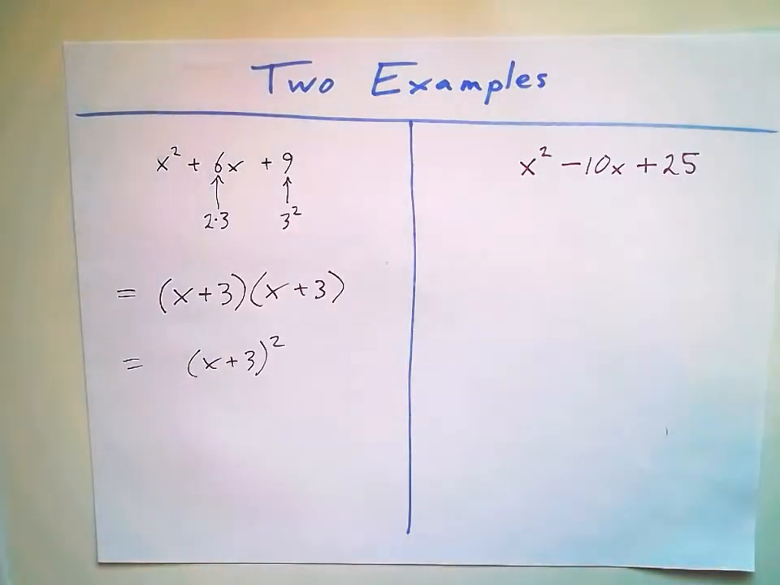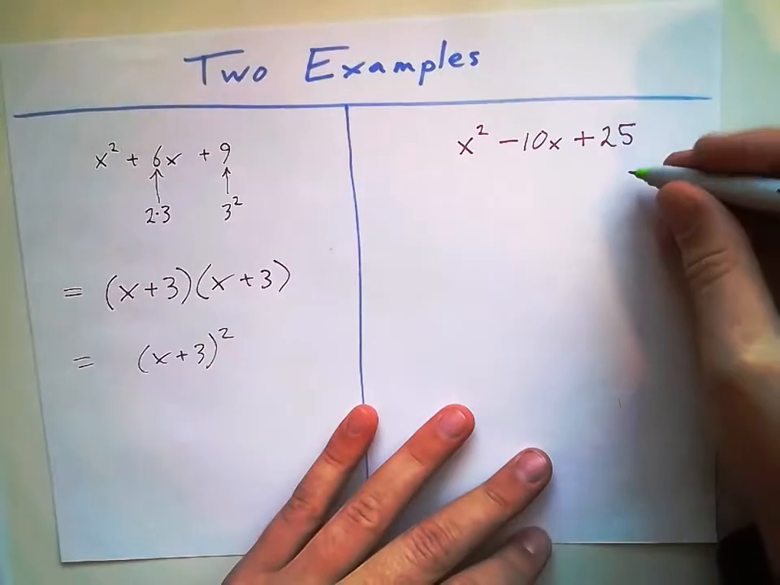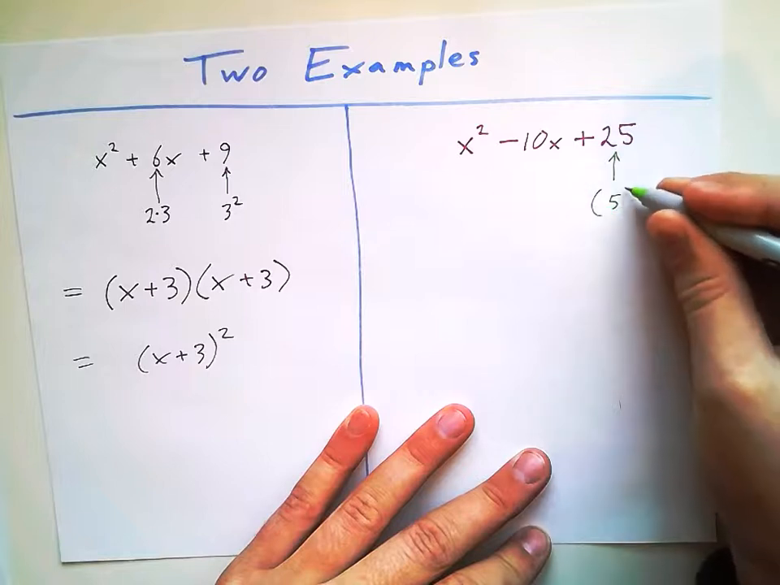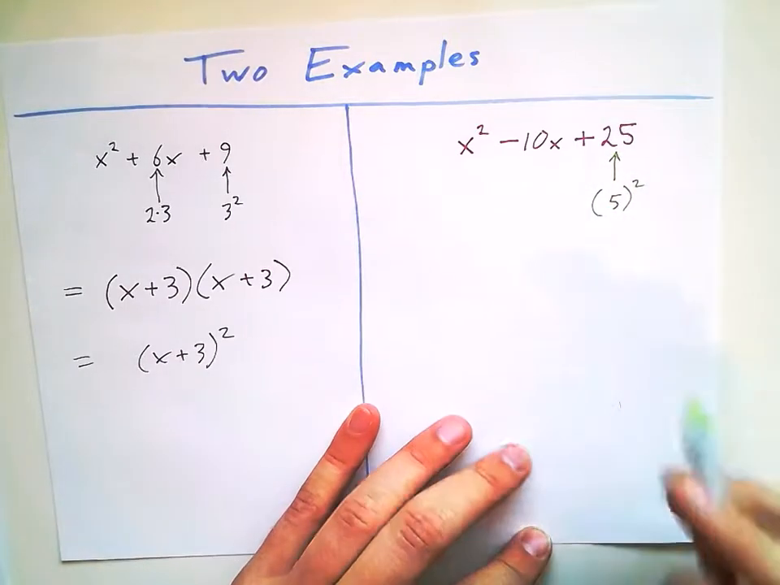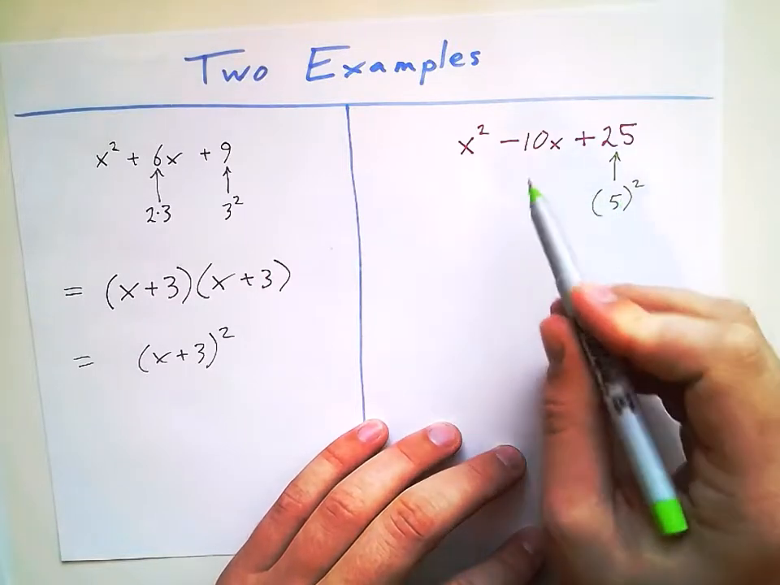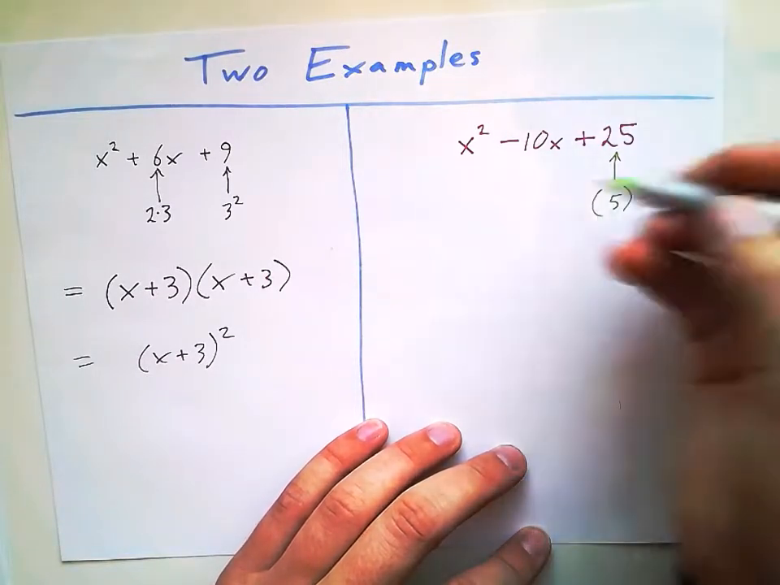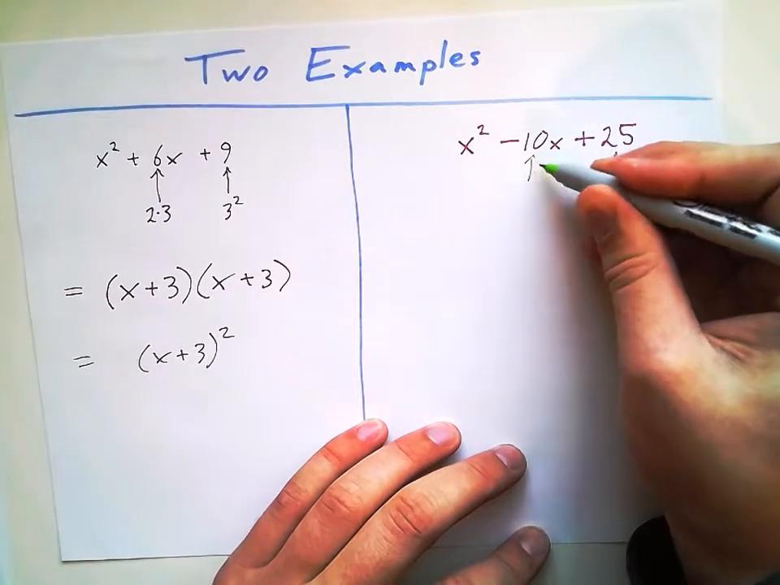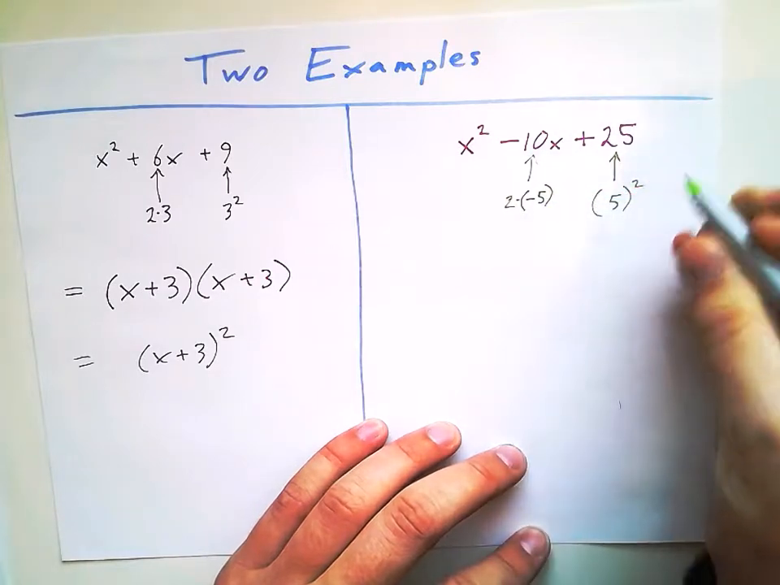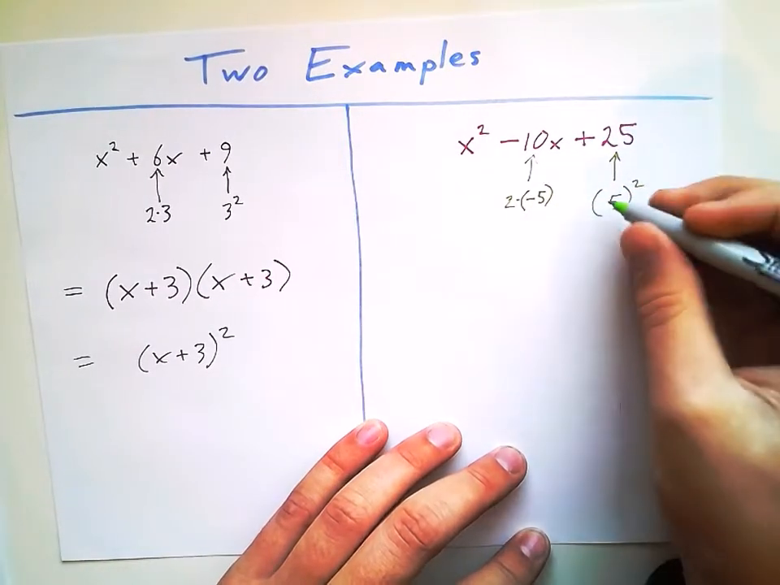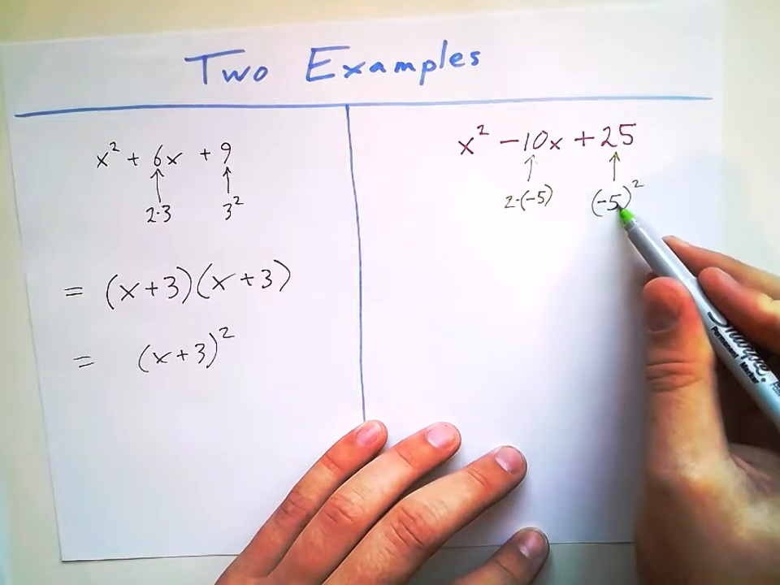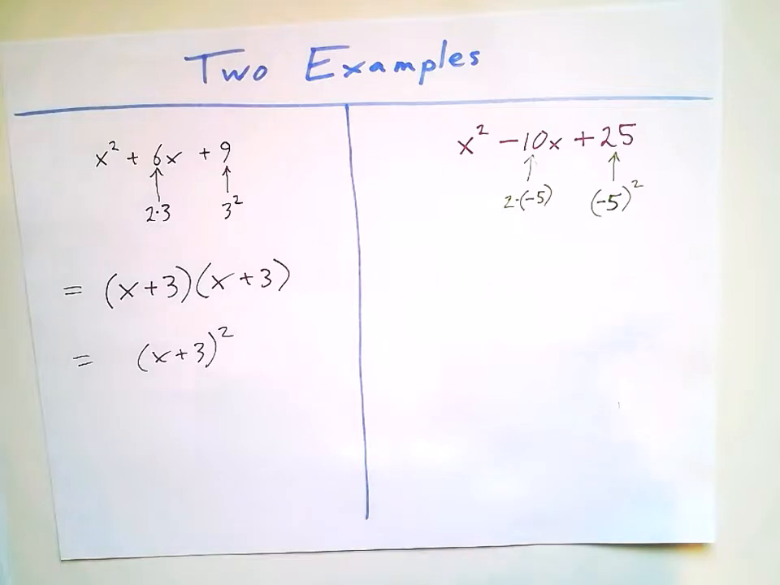Okay. This last one, you say, oh, 25 is 5 squared. Is negative 10 2 times 5? No, but it is 2 times negative 5. And 25 isn't just 5 squared, it's also negative 5 squared. Negative 5 times negative 5 gets you 25.